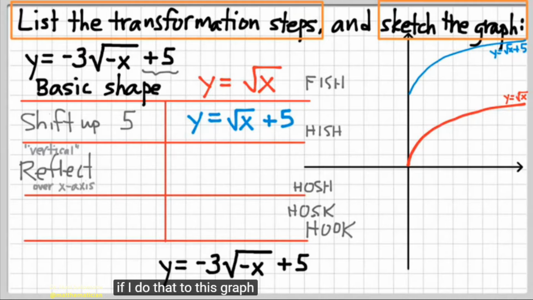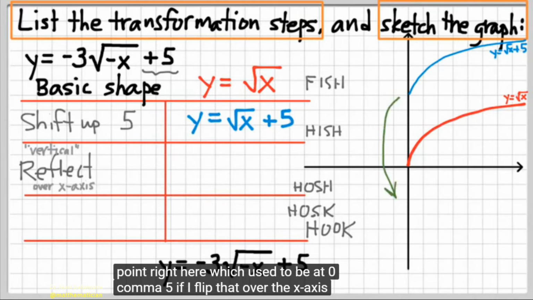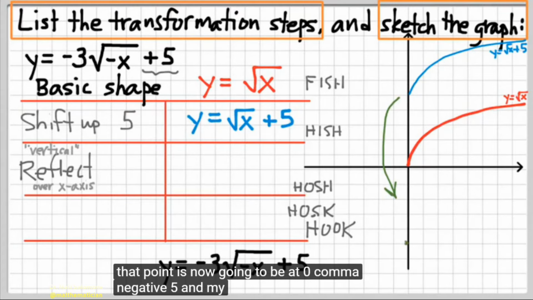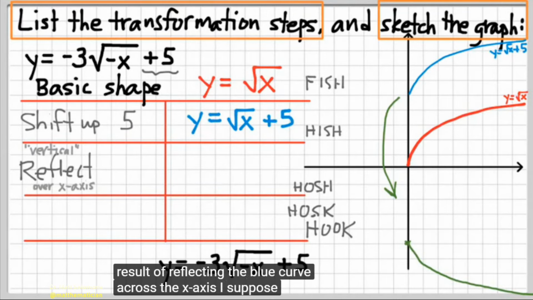If I do that to this graph, then this point right here, which used to be at (0, 5), if I flip that over the x-axis, is now going to be at (0, -5). And my graph, which used to be increasing as we go from left to right, if we flip it over the axis, our new graph is going to be decreasing as we go from left to right. So this green curve down here on the bottom would be the result of reflecting the blue curve across the x-axis. I suppose I should have labeled my axes.